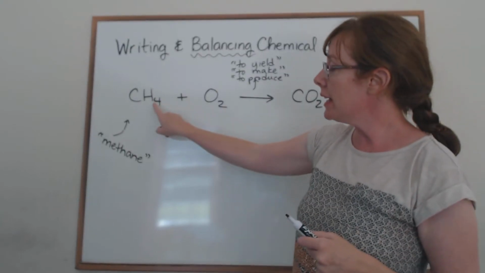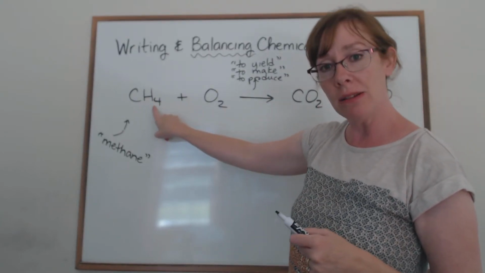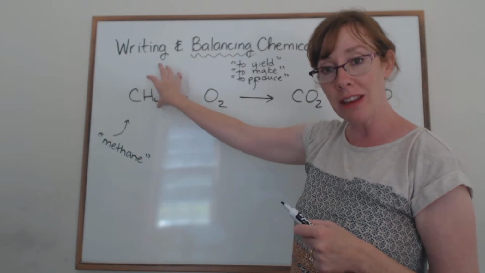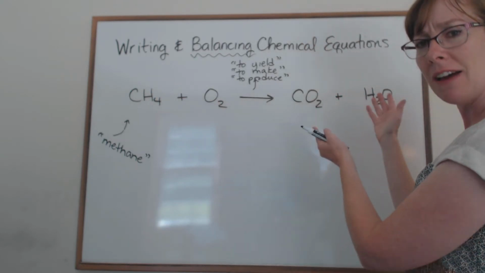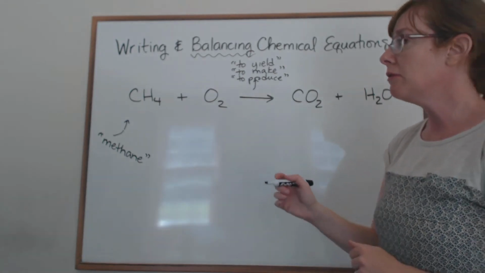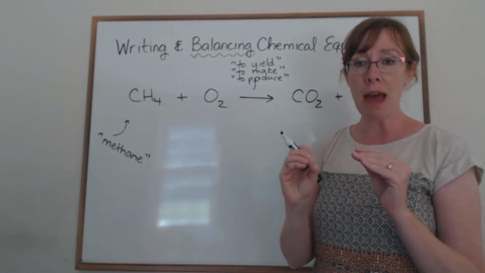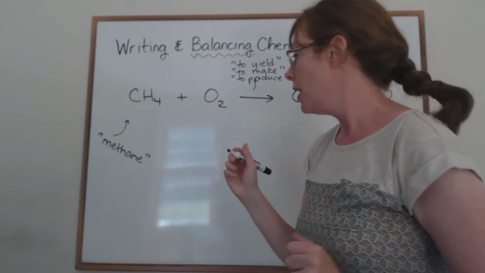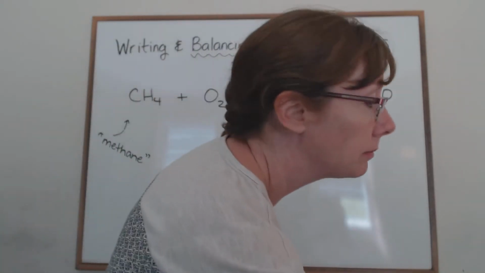But you can see here that the 4 hydrogen atoms that were present on the front end of this reaction seem to have disappeared. We only have 2 hydrogen atoms here. So essentially, right now, what you have is an unbalanced chemical equation. So it's unbalanced.